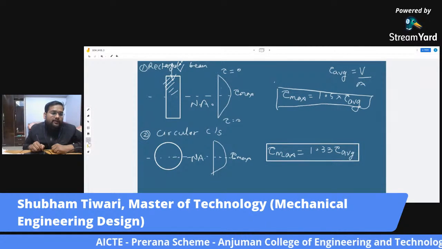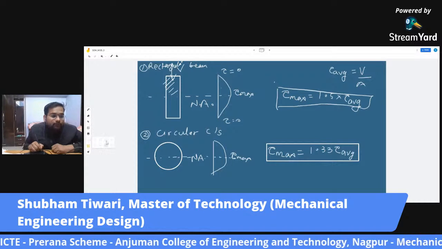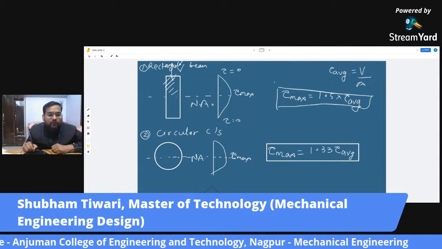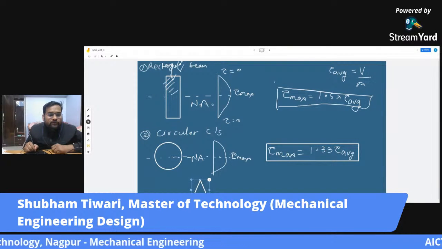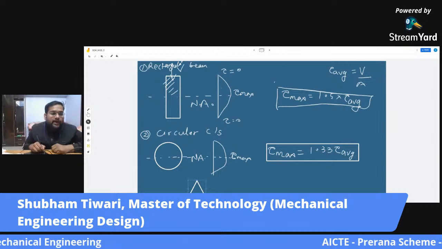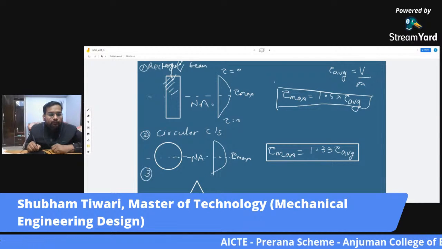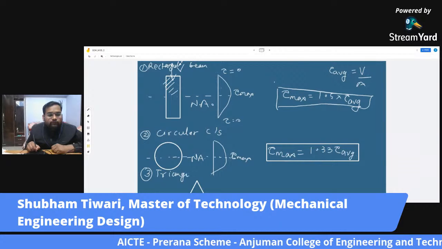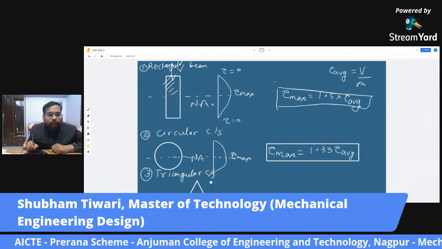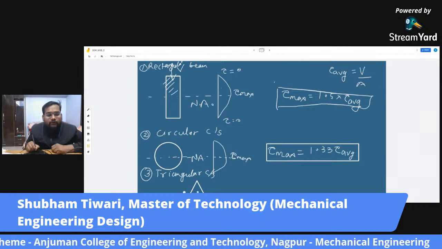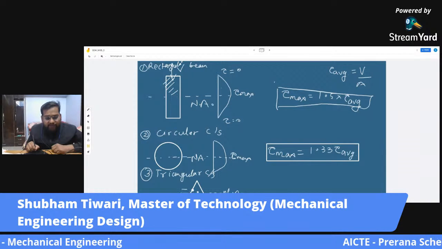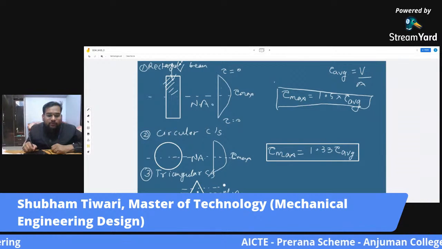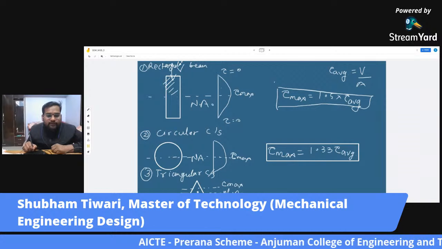Now, what is a triangular beam? We don't come across triangular beams, but it is an interesting cross section. Why, I will tell you in a moment. Now, this is the neutral axis, but the maximum shear stress is not on the neutral axis. It is somewhere above the neutral axis.